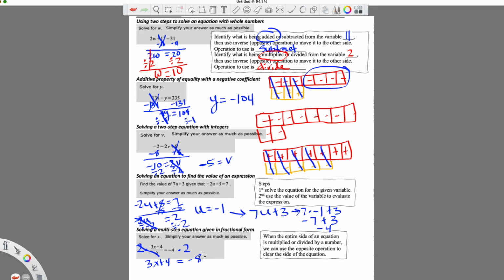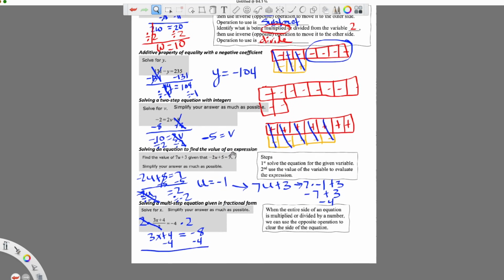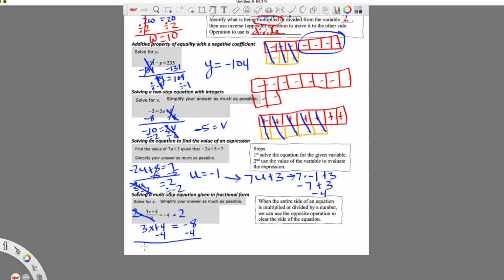So now I can start asking those questions that I've been asking. What's being added or subtracted? 4 is being added. So I'm going to subtract 4. It's going to stop letting me write right here in just a second. Scooch that up. So I have 3x. 4 minus 4 cancels, and then -8 minus 4.